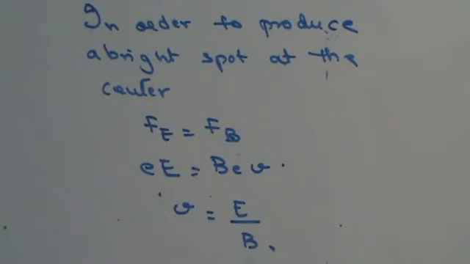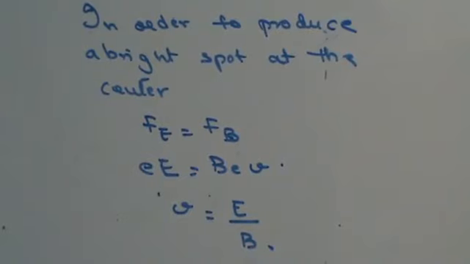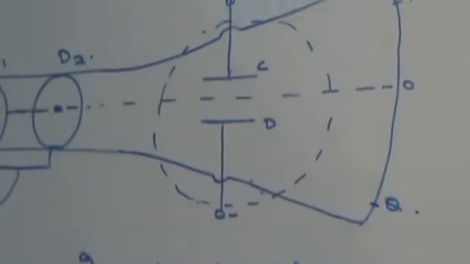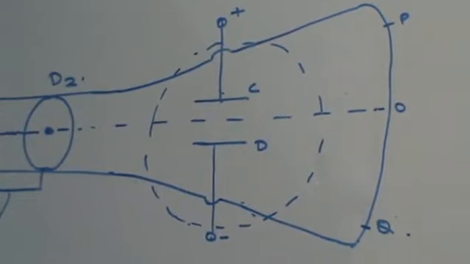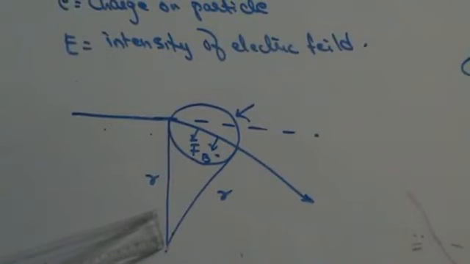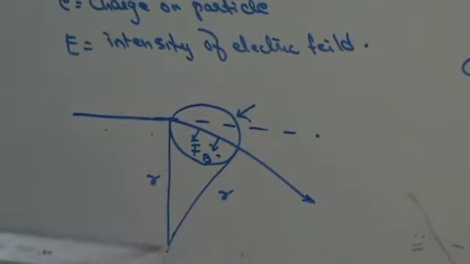Also, when the particles move in the magnetic field, a force acts on them which is always perpendicular to the direction of the motion of the particles. This force acts as a centripetal force.